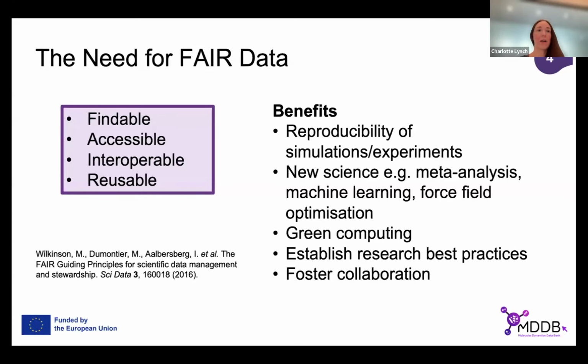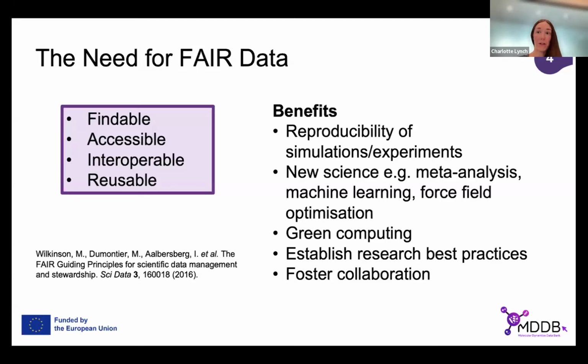And the benefits as well for this FAIR data is that you can help with the reproducibility of simulations. You can also then generate new science from it. So you could do extra analyses on things that, say, the trajectories weren't originally run to look for. They could also serve as data sets for machine learning, for force field optimization. And also, if you don't have to rerun simulations, then that's helping with efficiency, energy efficiency as well.